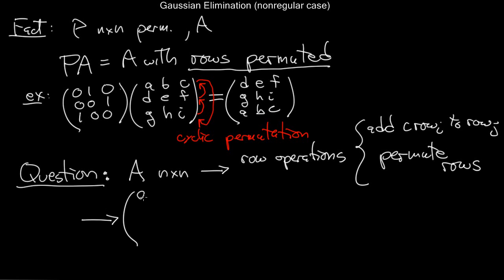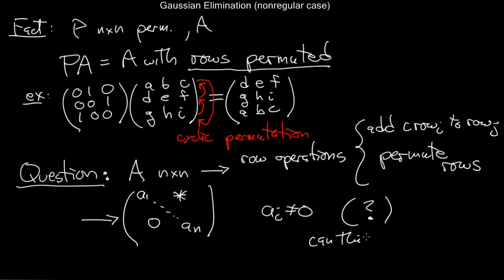So is it possible to get to a matrix like this with all the a_i not equal to 0? We saw before, of course, that the answer was no if I didn't allow permutations, but now if I allow permutations, there are more matrices that I can put into this form. And I'm interested in looking at what matrices this works for and how you go about doing that.